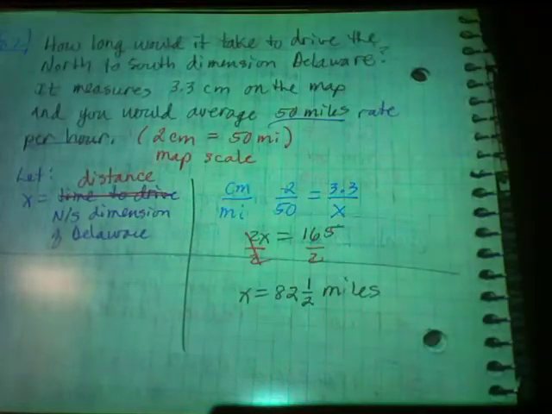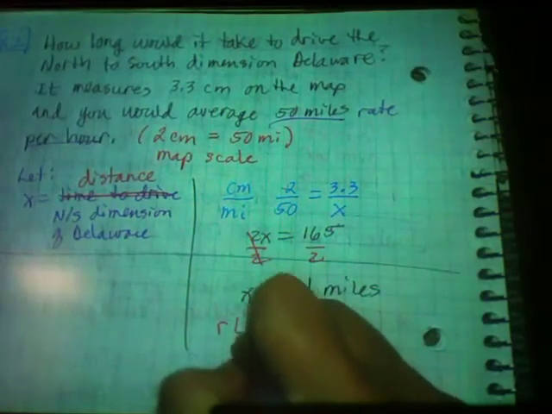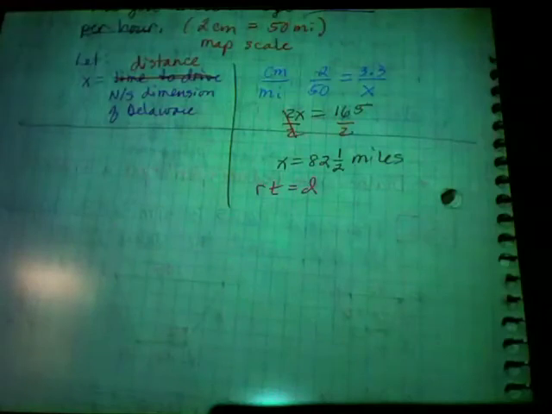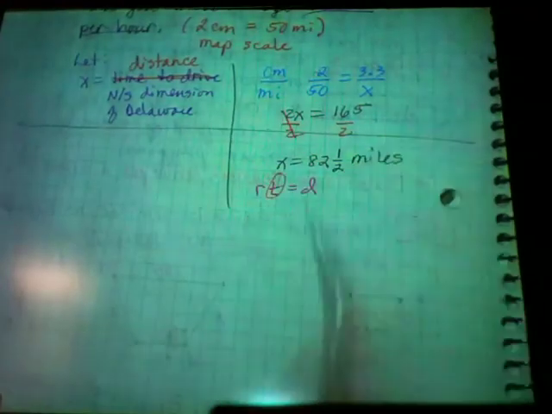All right, so that doesn't answer the question, does it? So what do I have to do? Right, don't we have this formula that you've been using for years? Rate times time equals distance. Which of those 3 am I trying to find? Time. So how do you solve that equation for time?